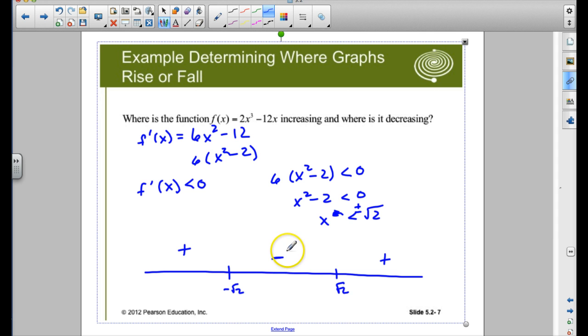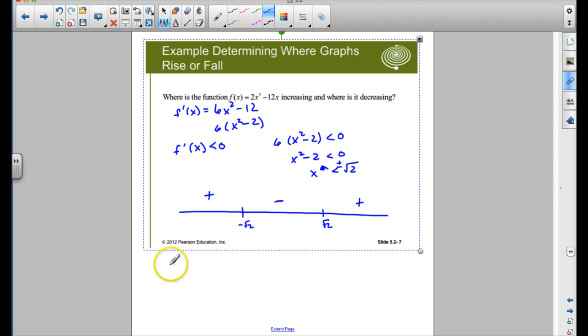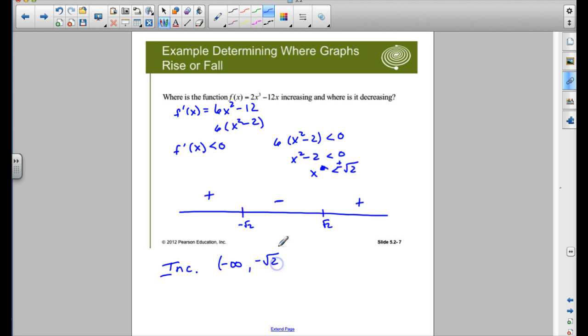So where is it increasing? I'm going to put it here, and extend this down a little bit. This function is increasing from negative infinity to negative square root of 2. Infinity doesn't get a bracket, but we're going to put a bracket around this, union with bracket square root of 2 to infinity.